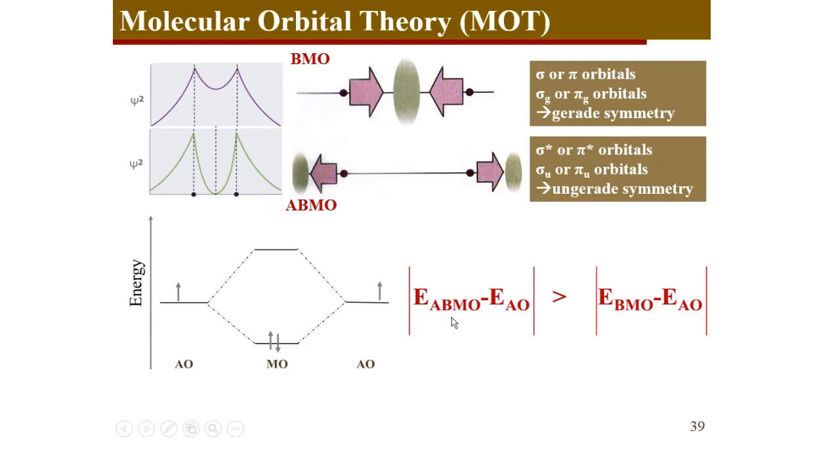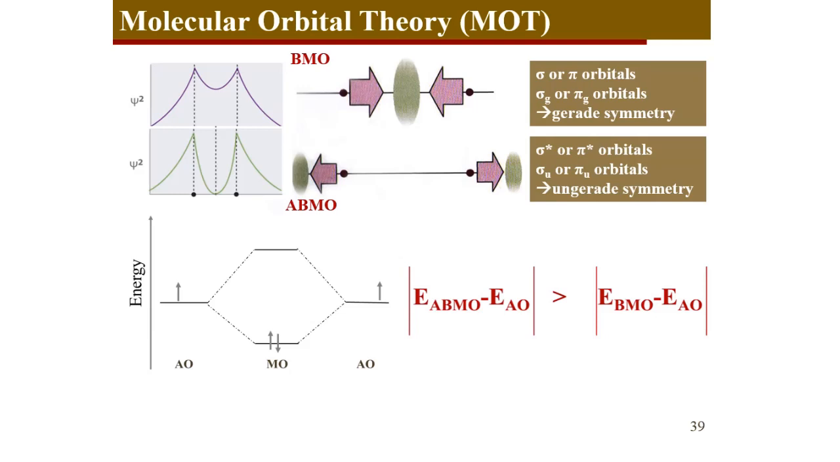And here you see the energy difference between the ABMO and atomic orbital is larger than the energy difference between the BMO and atomic orbital. So, in the physical chemistry textbook published by Atkins and de Paula, there is a beautiful sentence describing this. That is, antibonding molecular orbitals are more antibonding than bonding molecular orbitals are bonding.